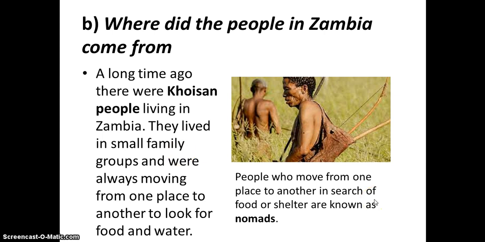Now, these people lived in small family groups. And well, one reason they were in small groups is because they were always moving from one place to another to look for food and water. And well, they were hunters. Much of their time they were hunting animals so that they can find something to eat. And when there are no animals in that place, or the animals have run away, they were moving to another place.